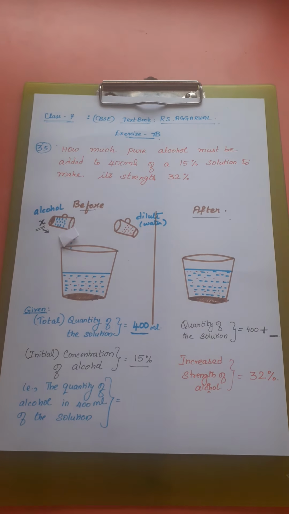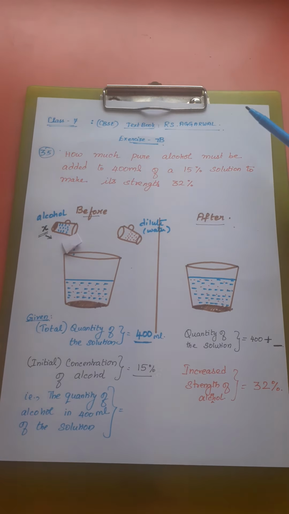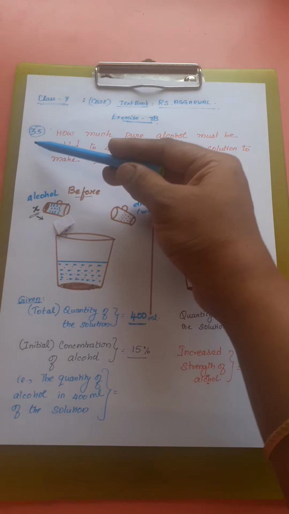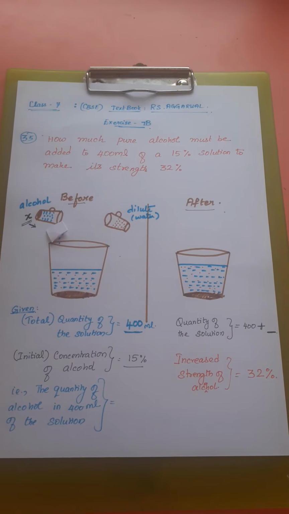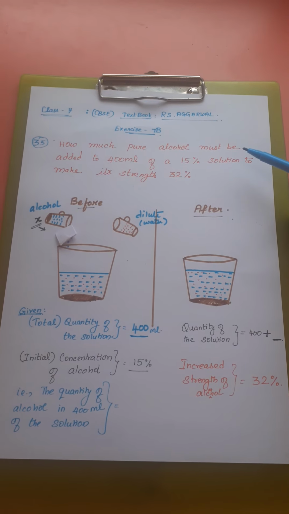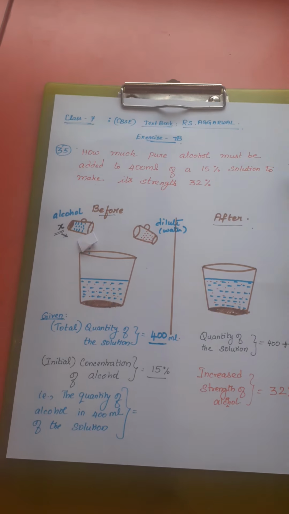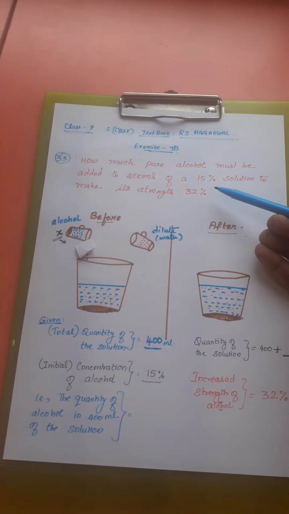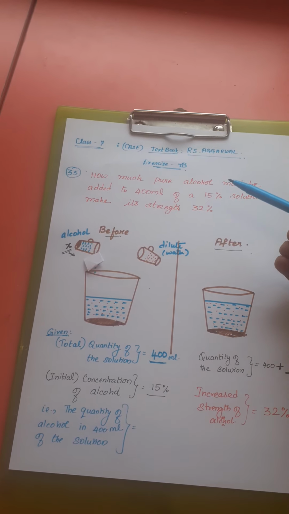Now let us see the problem. Agarwal book, exercise number 7B, problem number 35. How much pure alcohol must be added to 400 ml of a 15% solution to make its strength 32%? So let us first understand the problem.